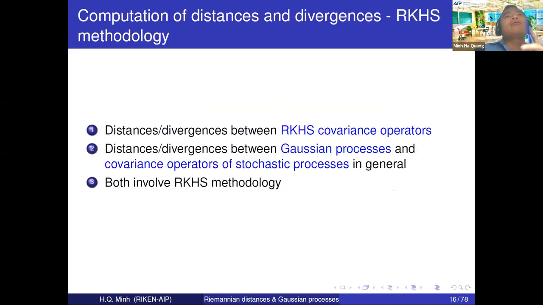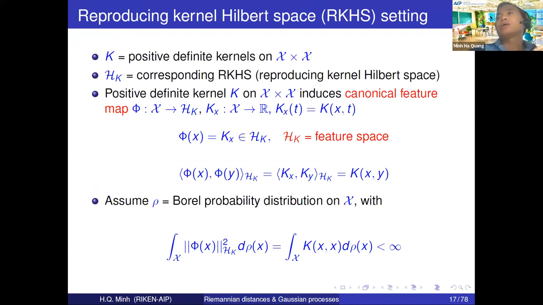Now, these distances are kind of abstract distances between abstract operators. So there are at least two ways to compute them concretely in practice. I'm talking about the two cases that involve reproducing kernel Hilbert spaces, the RKHS methodology. The first one is the distances and divergences between RKHS covariance operators. And the second one, which I will talk about later on, is the distances and divergences between Gaussian processes and covariance operators of stochastic processes. They both involve RKHS methodology. I will be quick on this one because this is work I did some years ago.